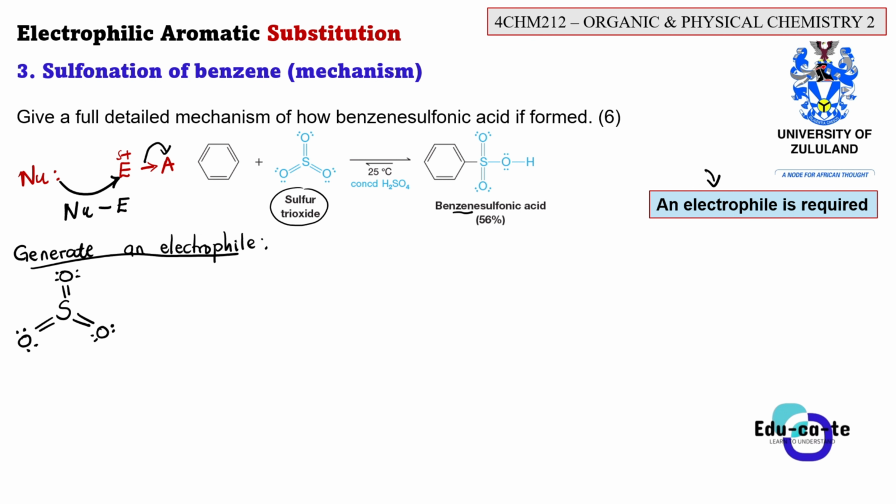You know this from substitution, right? So similarly here, we want to generate this electrophile. So to generate this electrophile, that is when we employ this sulfuric acid, H2SO4. So the sulfuric acid here, which is H2SO4, is the reagent which is catalyzing this reaction. It's the one that will make sure that we will have an electrophile that is generated from this sulfur trioxide, SO3.